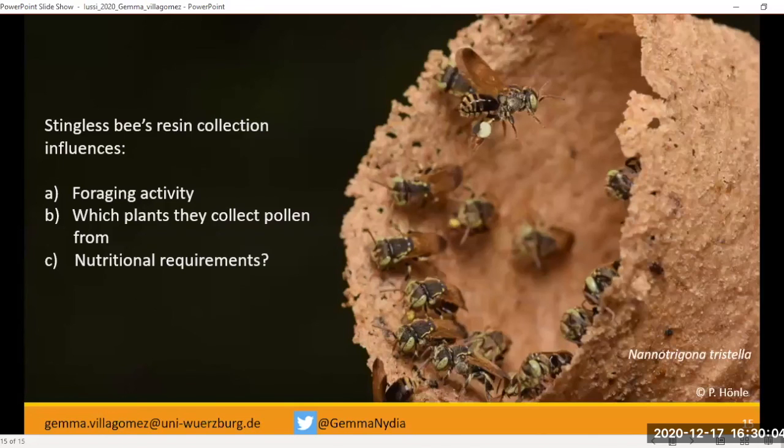With this, I would like to conclude that so far we have found that the resin collection preference influences the foraging activity of the stingless bees. It really influences which plants they collect pollen from, and we want to see if the nutritional requirements also change because of the resin collection.